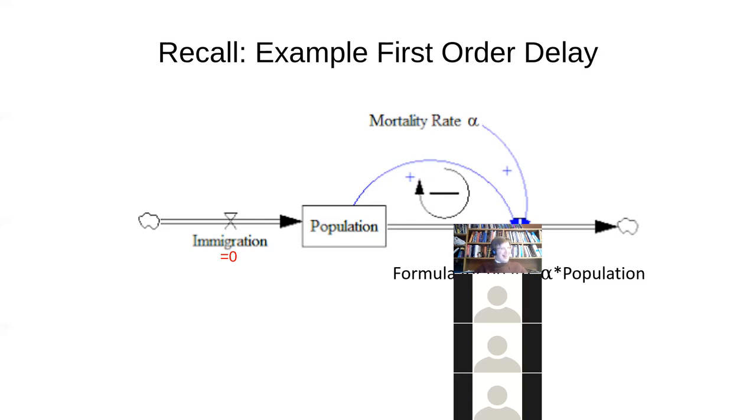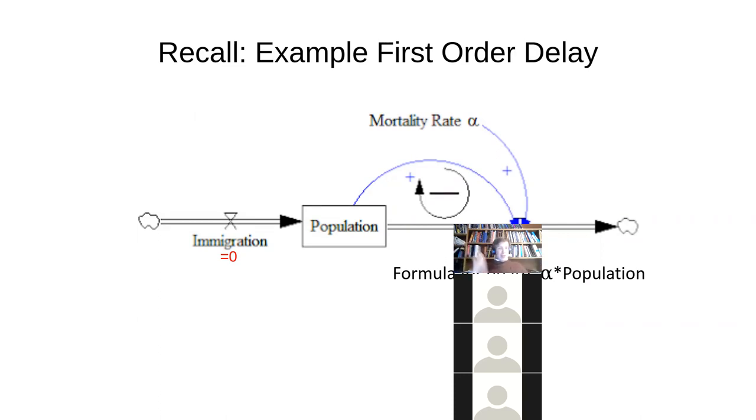The average amount of time they spend there is... It actually doesn't depend on the population. It's 1/alpha, as Amanda said. It's 1 over alpha.